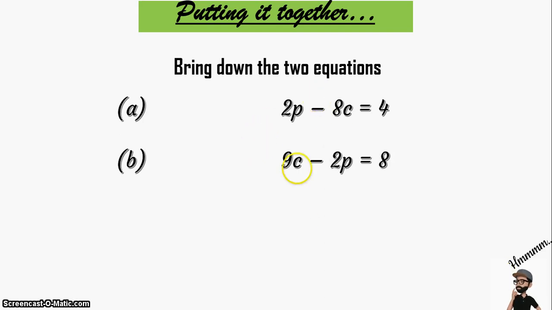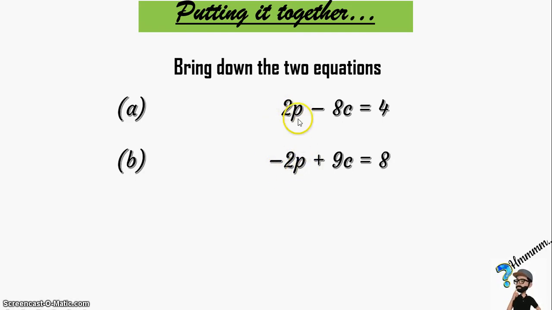Look closely at the equations you're seeing. Right away you would see 2P, 2P, 9C, 8C. It is important we rearrange so that the letters will be aligned. So we bring minus 8C this way and take 9C this way. That is this. It's very important, okay? Again, look. We now add both equations.